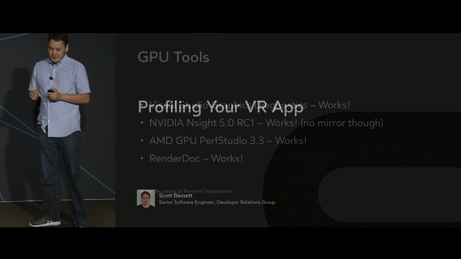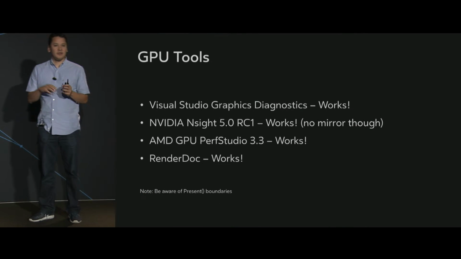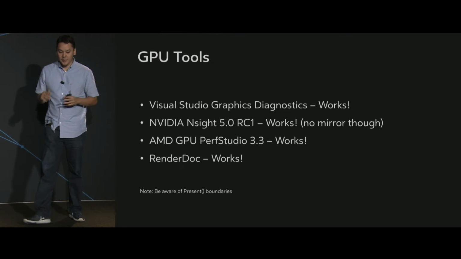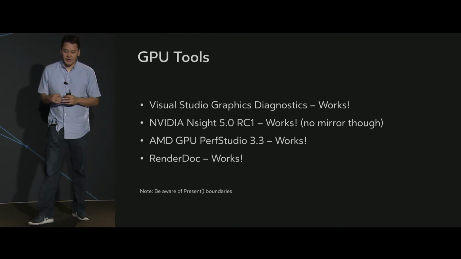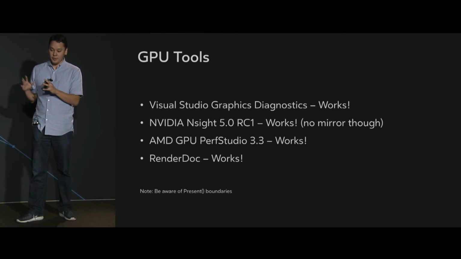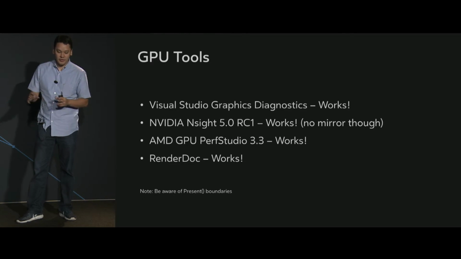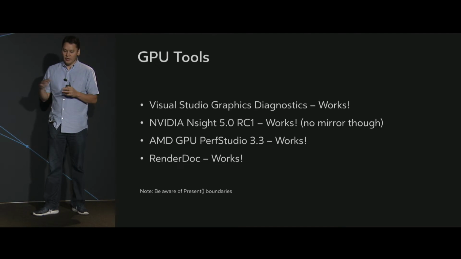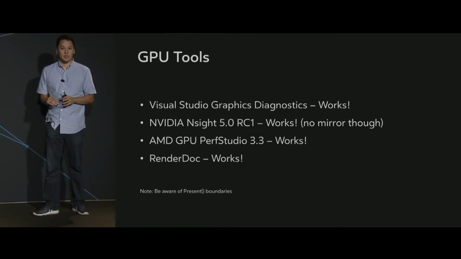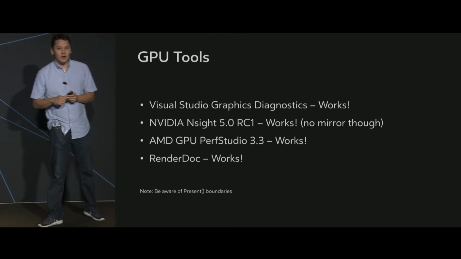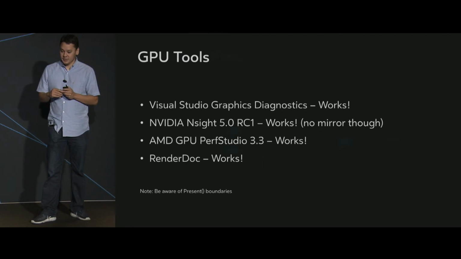So the first thing I want to talk about is GPU tools. I know a lot of you use them to capture frames and make sure that your rendering's right. At this time, all of them work. NVIDIA Insight 5.0 RC1 has an issue with the mirror window, where the mirror window doesn't show up properly. But other than that, you can capture a frame and you can view all that stuff. All the other stuff in those tools, though, like profiling, might not be applicable to what we do. So let's go over how a typical Oculus app works.